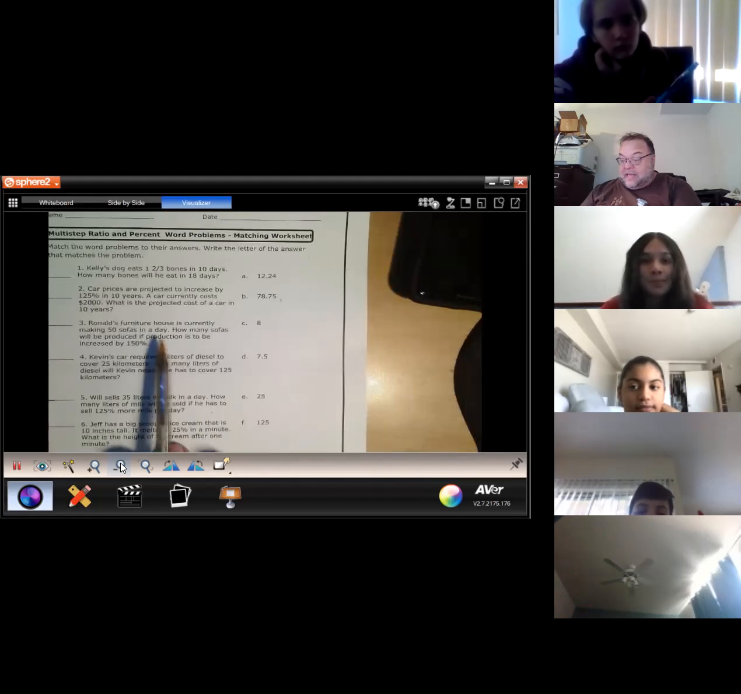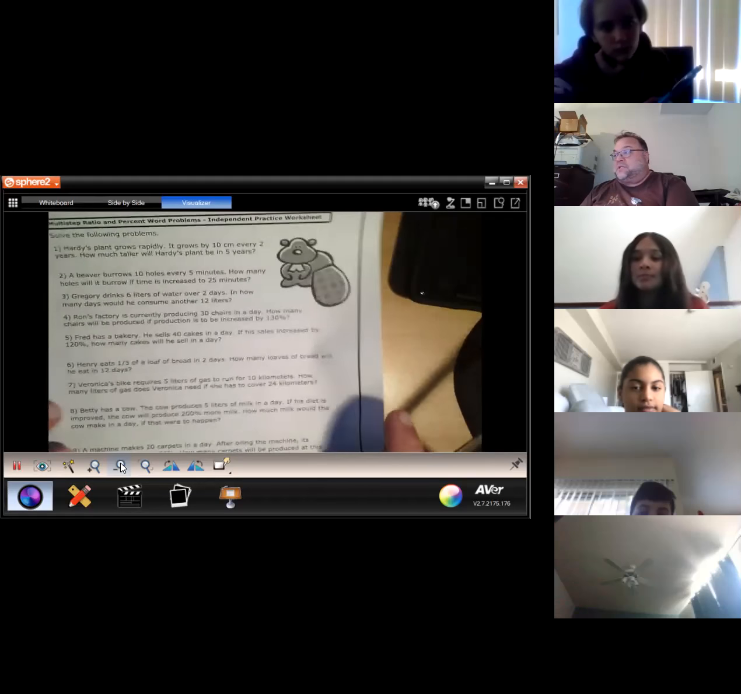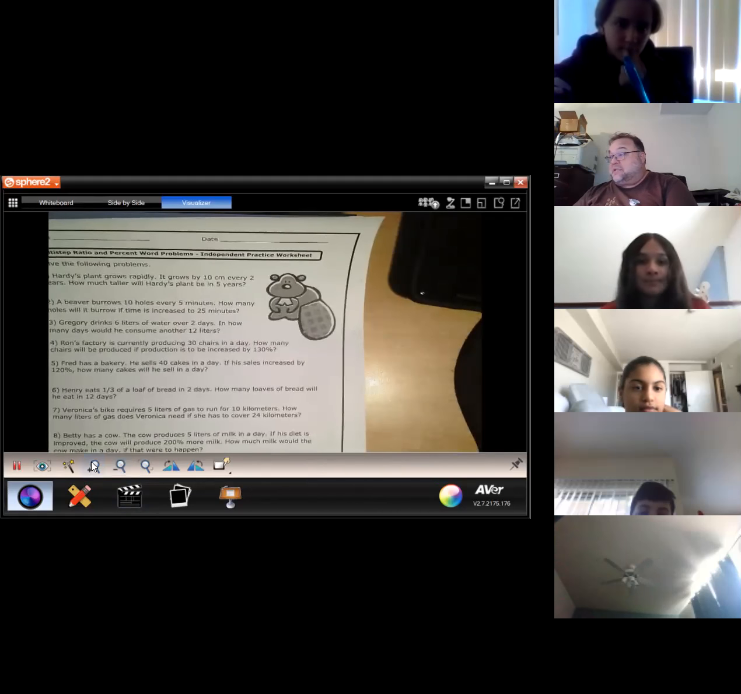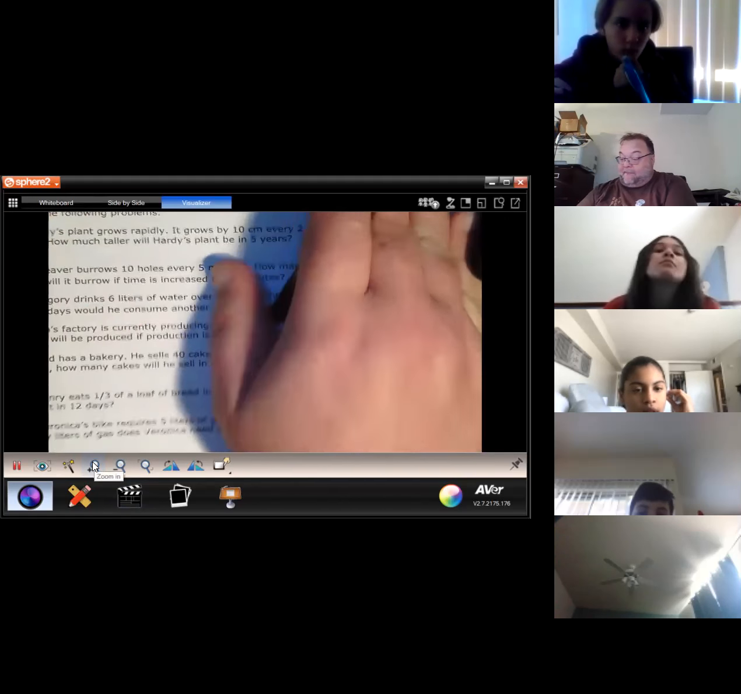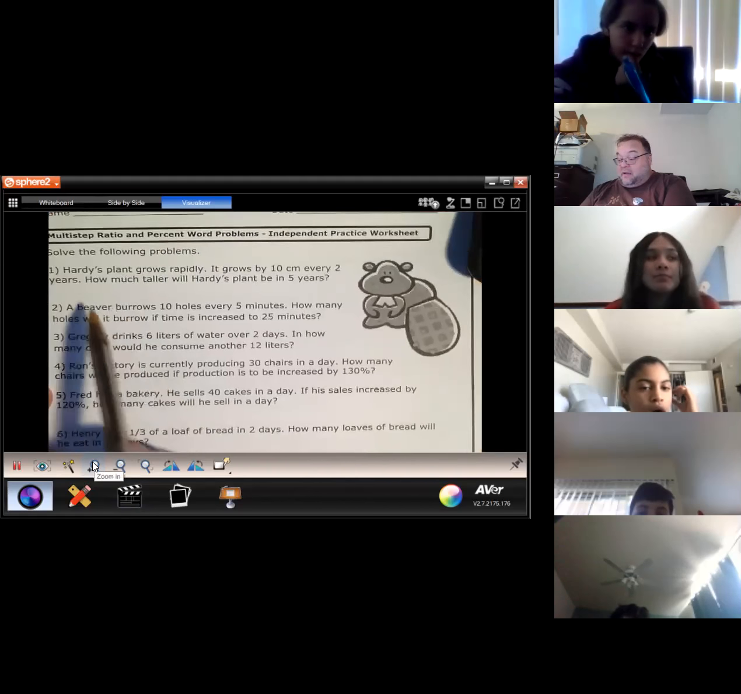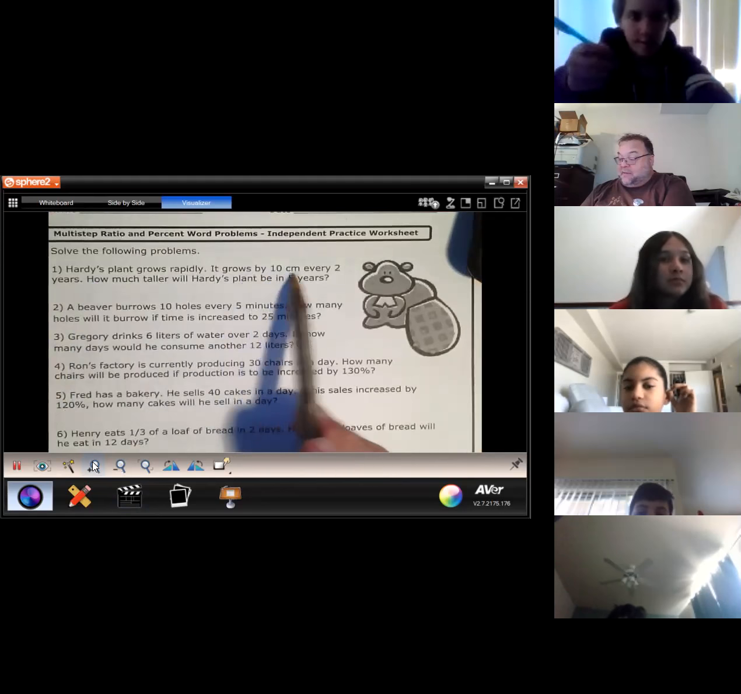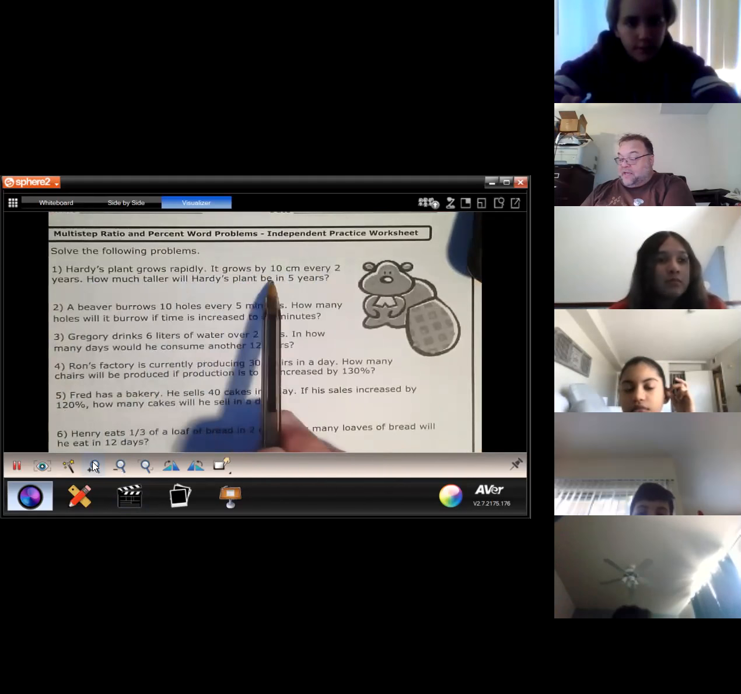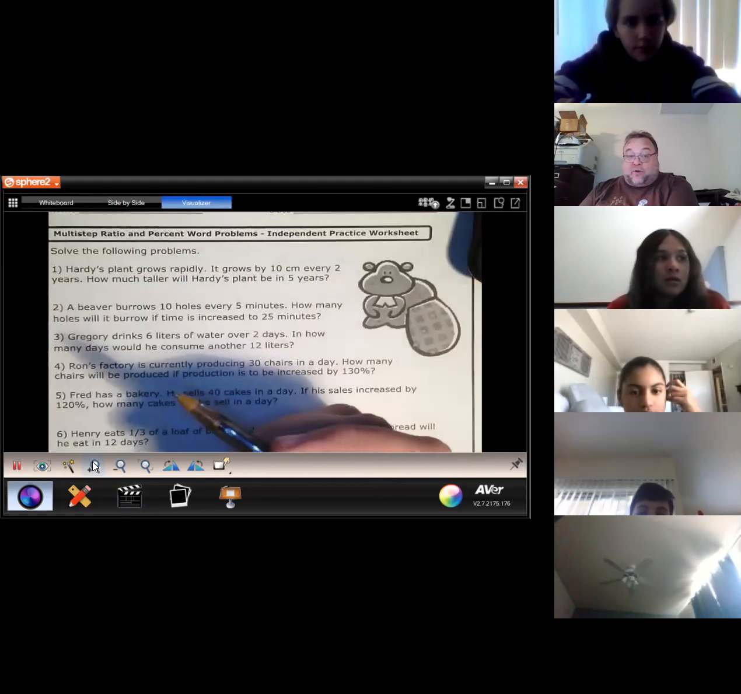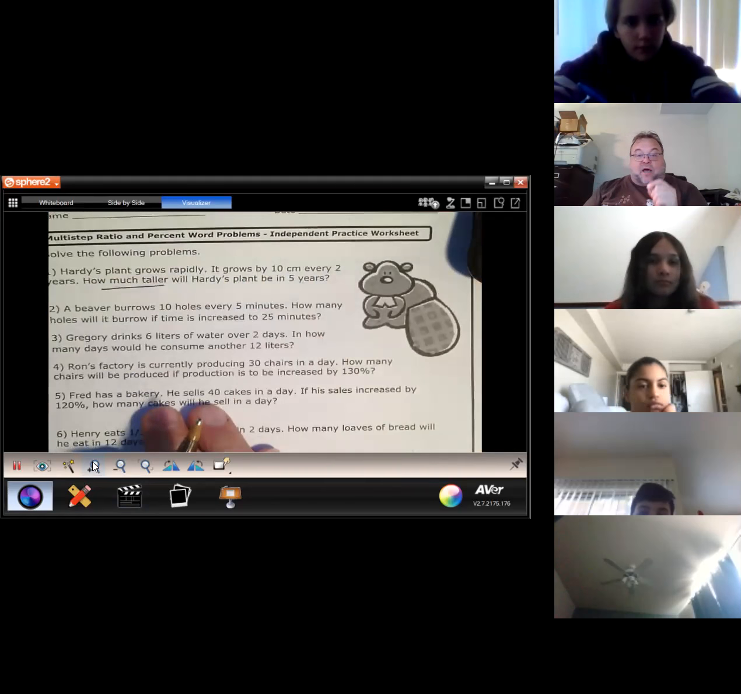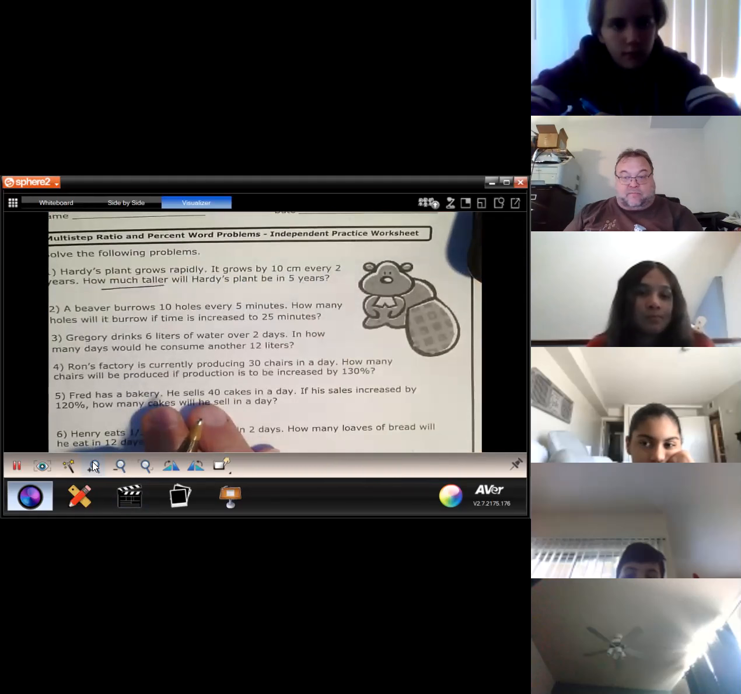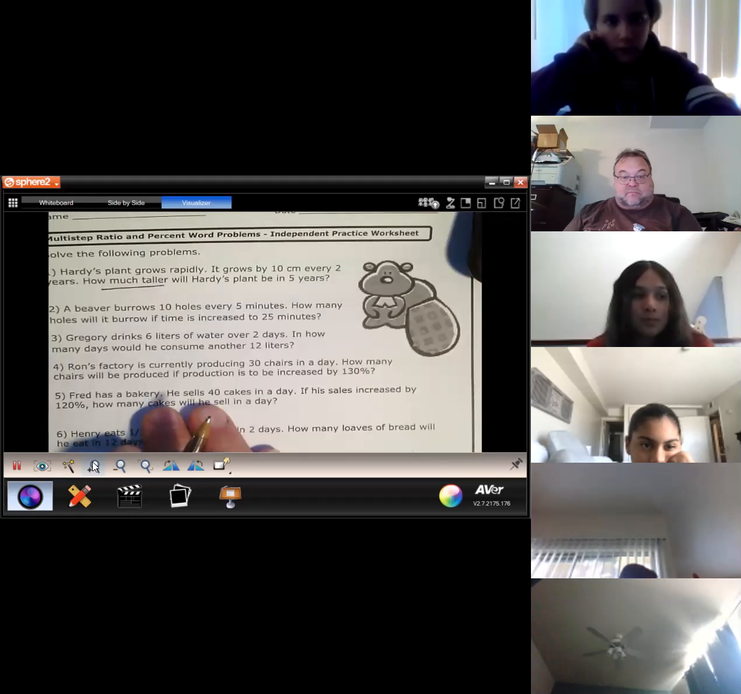Okay. I think these are going to be really easy for you. This one, of course, is just going to be the same old stuff where you're honestly just going to have to look at it and calculate it. So if you look at this first one, the plant grows rapidly. It grows by 10 centimeters every 2 years. How much taller will the plant be in 5 years? Now, the important thing when you're looking at these is how much taller. That means they want to know the amount of growth. They don't want you to tell how tall it's going to be at the end. They want you to tell how much it's grown in 5 years, right?